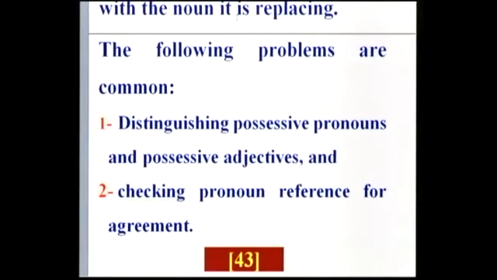Now, distinguishing possessive pronouns and possessive adjectives and checking pronoun reference for agreement. Distinguishing possessive pronouns and possessive adjectives, نحن نتعرف على ضمائر الملكية سواء كانت pronouns سواء كانت ضمائر أو كانت صفات, and checking pronoun reference for agreement. Pronoun reference يعني what the pronoun refers to. الضمير ده بيرجع لإيه. We should check that for agreement because a pronoun should agree with the noun it refers to. لازم الضمير يتفق مع الاسم الذي يشير إليه.